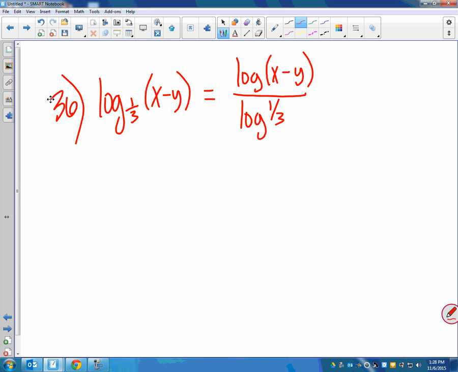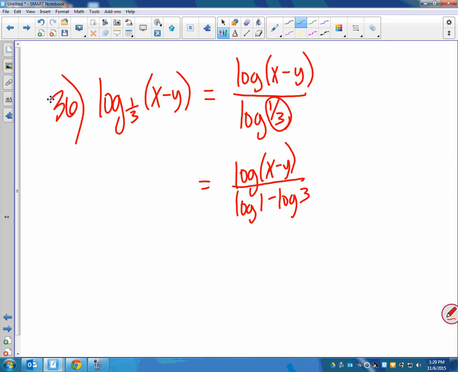I would be okay with that. If you look at my answer in the book, it does not look like that, and that's because they simplify that division in there. I'm fine with this, but just to show you, my answer book says log x minus y. And on the bottom, we could write that as log of 1 minus log of 3. That's just using the property that says division can be broken up as subtraction.